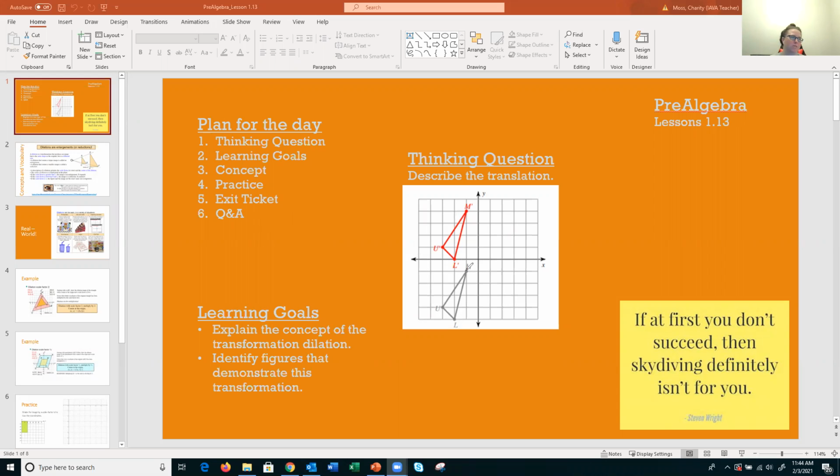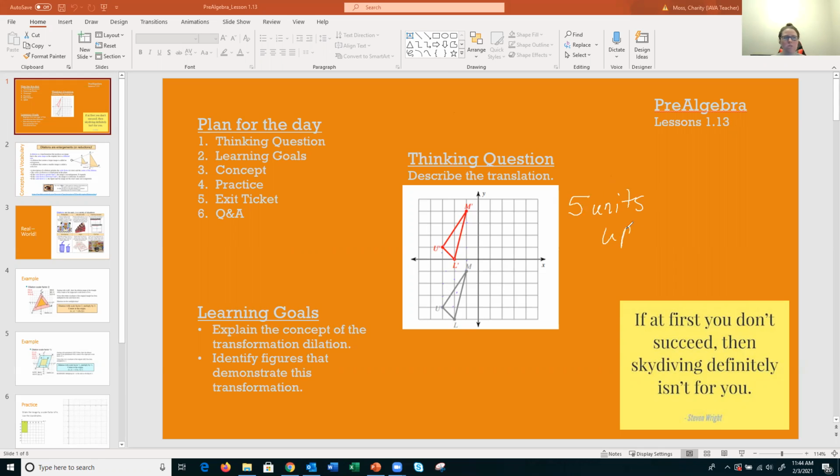All right, so the thinking question is just a translation. For this one, it would be translating it up from M, 1, 2, 3, 4, 5 units. And if you look at L, 1, 2, 3, 4, 5, U, 1, 2, 3, 4, 5. So the translation is 5 units. That's really hard to see. 5 units up.